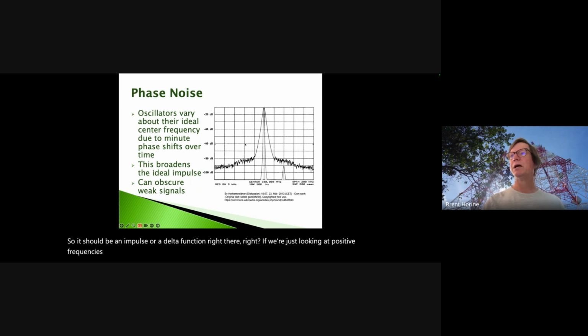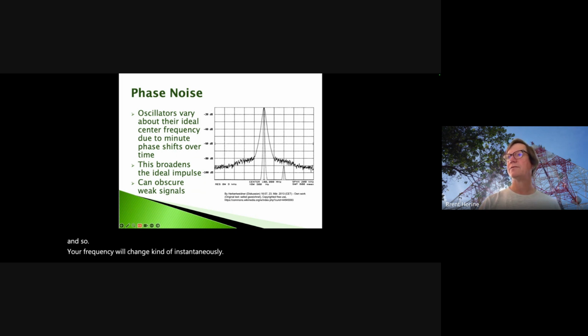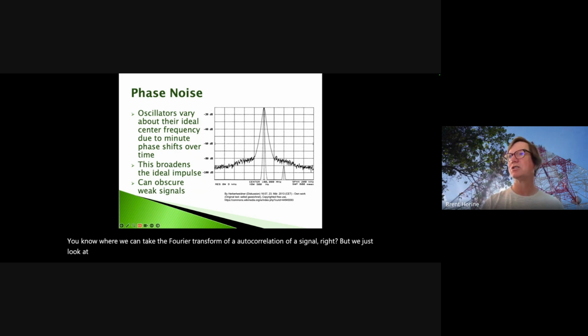But there are some minute phase shifts over time, and they vary randomly. And so your frequency will change kind of instantaneously. And typically we'll have some energy here in its power spectral density, right? So you remember that from our probability course, where we can take the Fourier transform of the autocorrelation of a signal, right? But we just look at that as a spectrum of the signal. And so we have this energy out here.